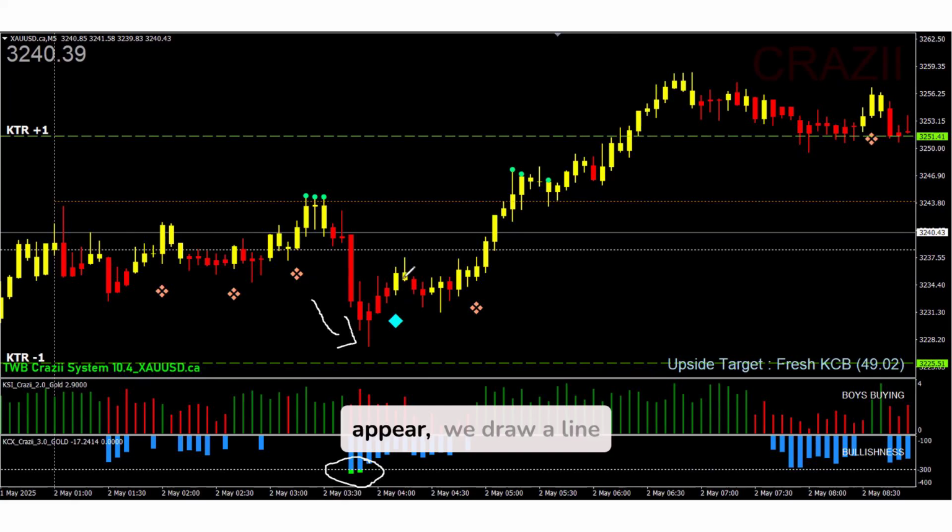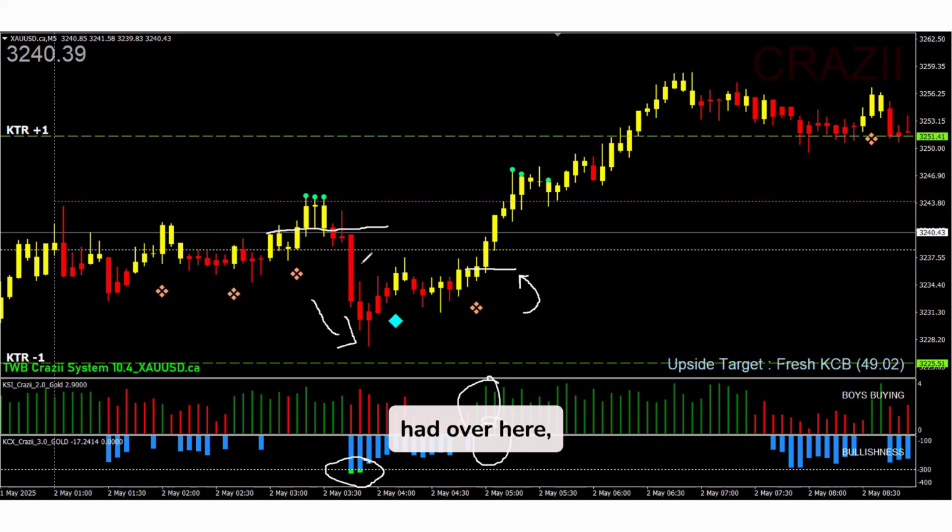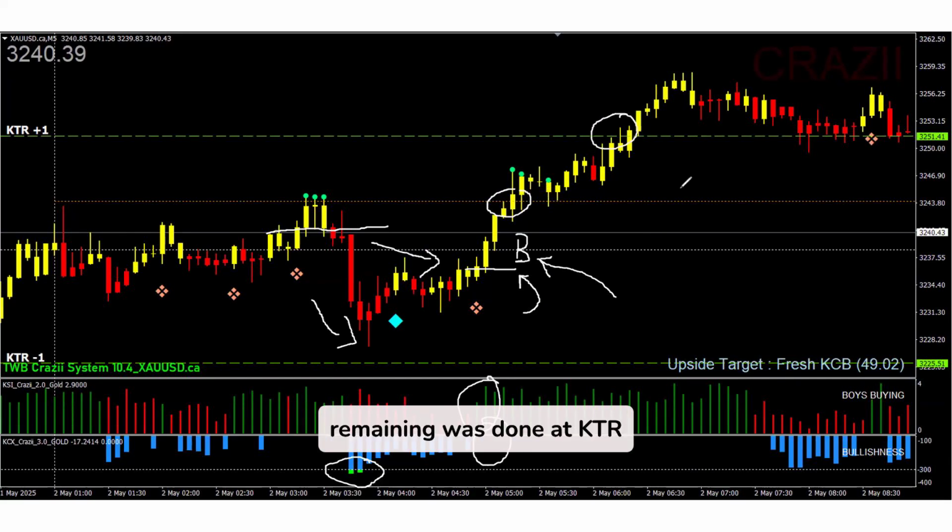And when the blue diamond appeared, we draw a line and you can see that it stays below the line. That was fine. But later on, another 4 diamond appeared, and this time around you can see it's different. The market is now above the line and KSI is green, KCX is black. I know that this is going to go up. So for the short that I had over here, I covered back immediately. I knew something was wrong, and I flipped to a strong buy over here itself, and I took partial profit at the MA30, and then the remaining was done at KTR +1.